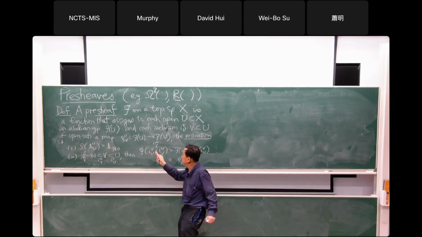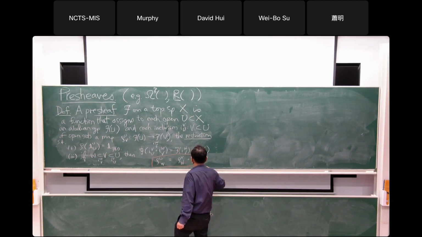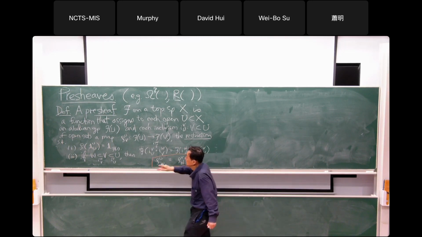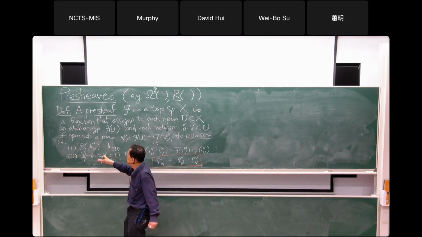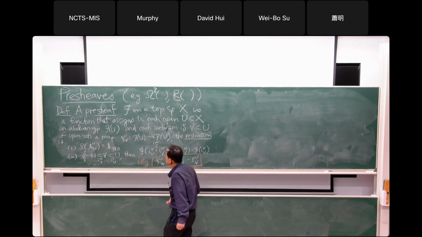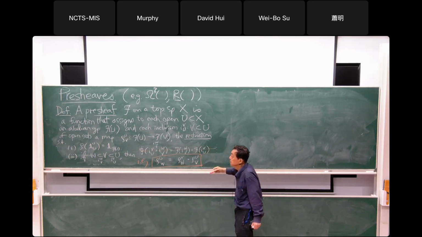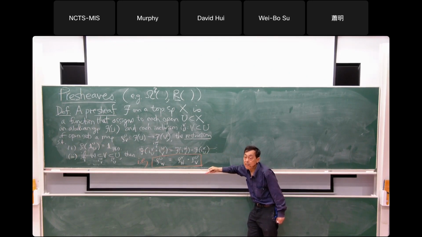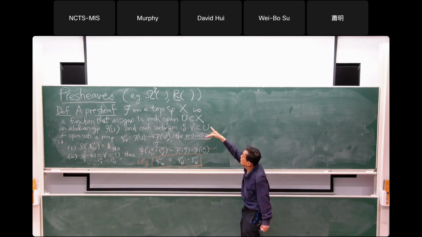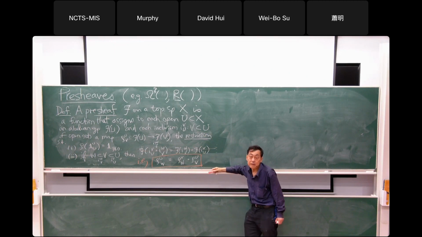So F of a composition is a composition, and that translates into this: restricting from U to V and then restricting from V to W is the same as restricting from U to W. So actually, you can forget about the inclusions because we work with restrictions. And you see that the Q forms on an open set, the locally constant functions on an open set, satisfy these properties, so they are presheaves.